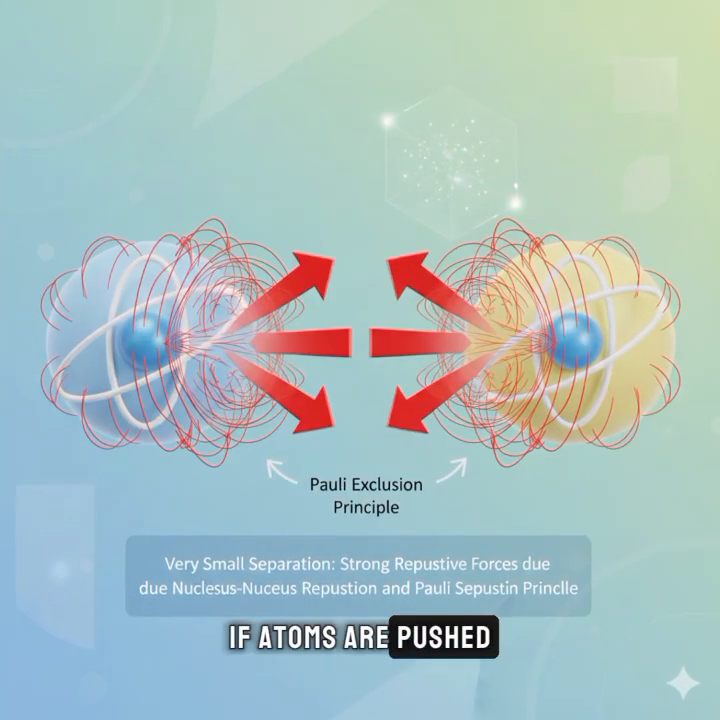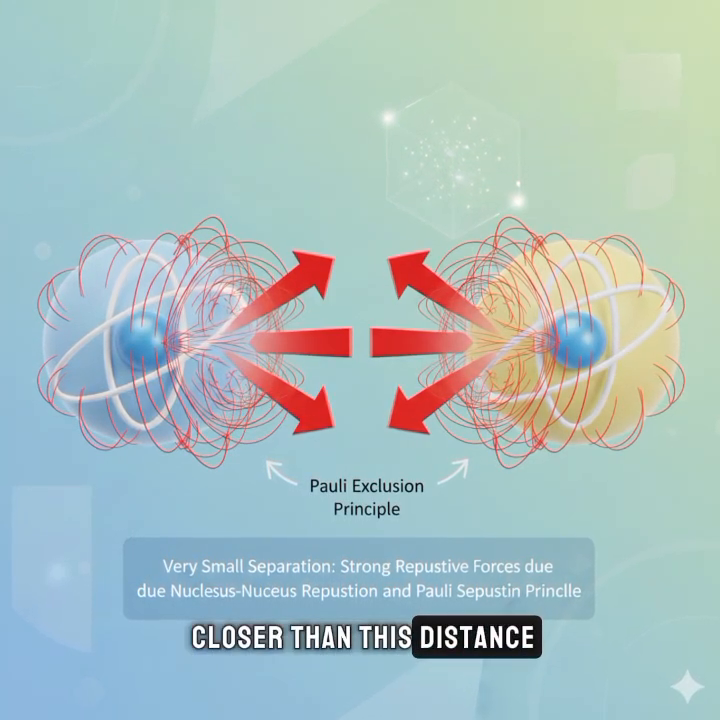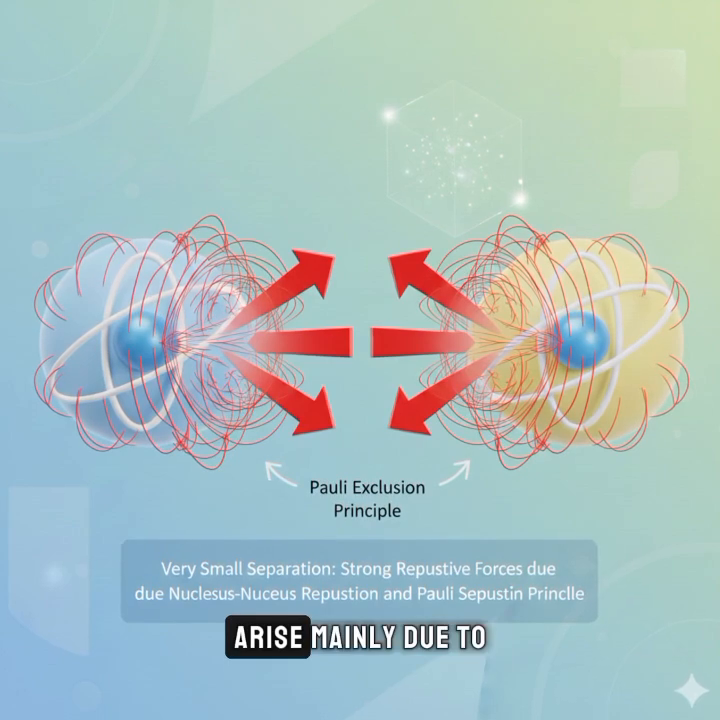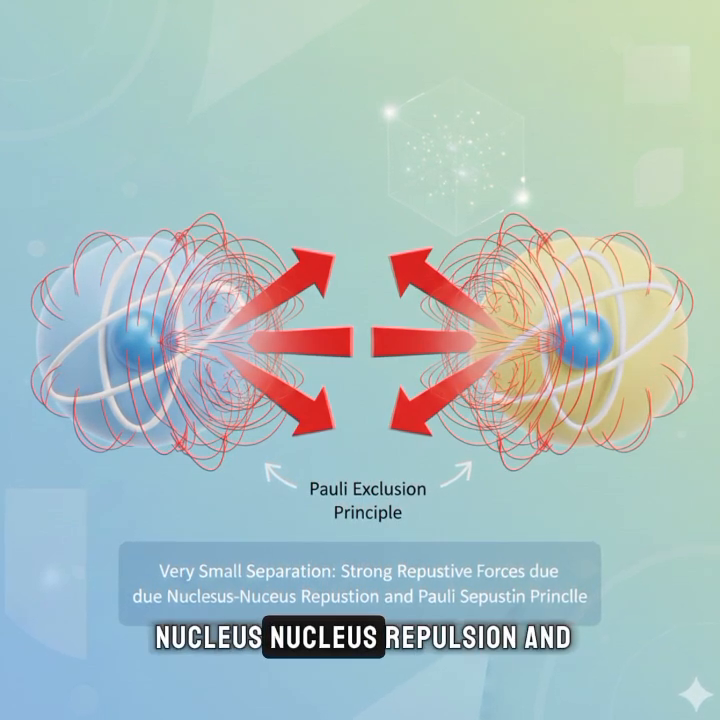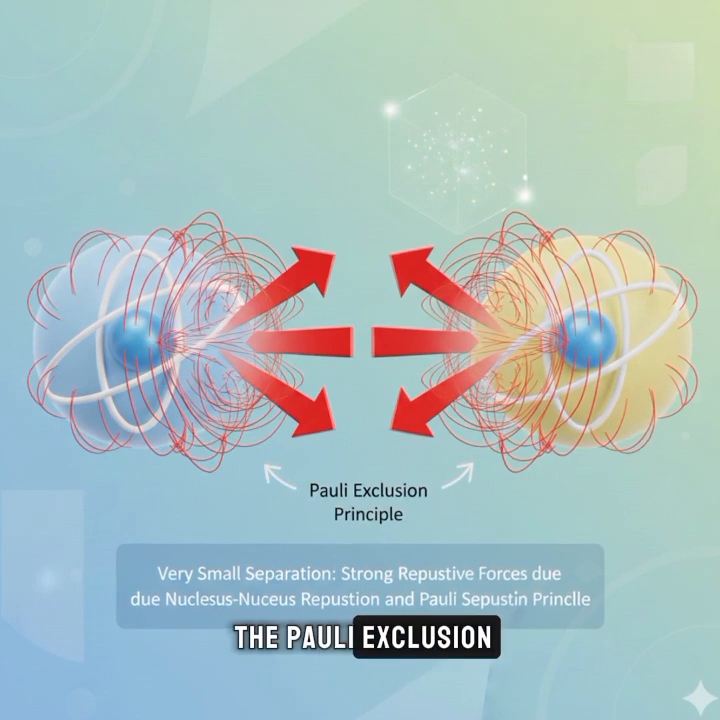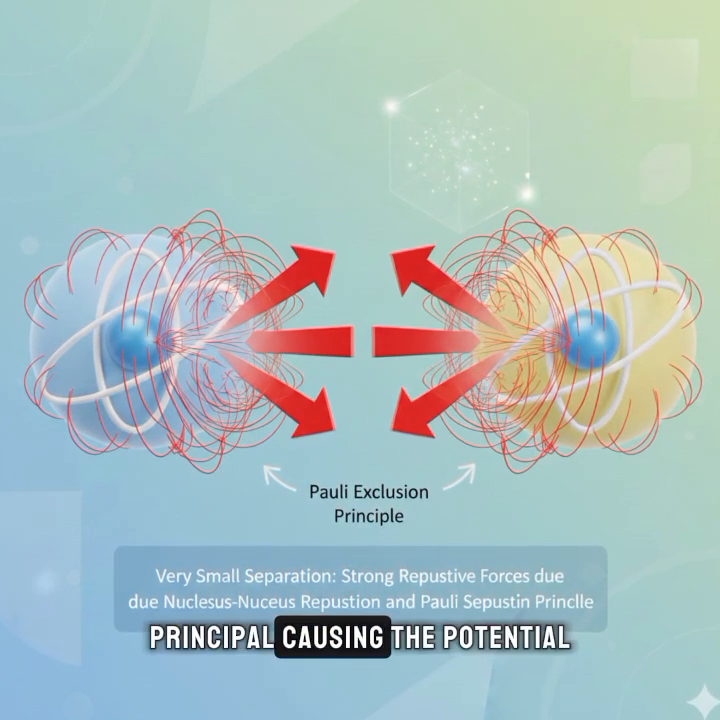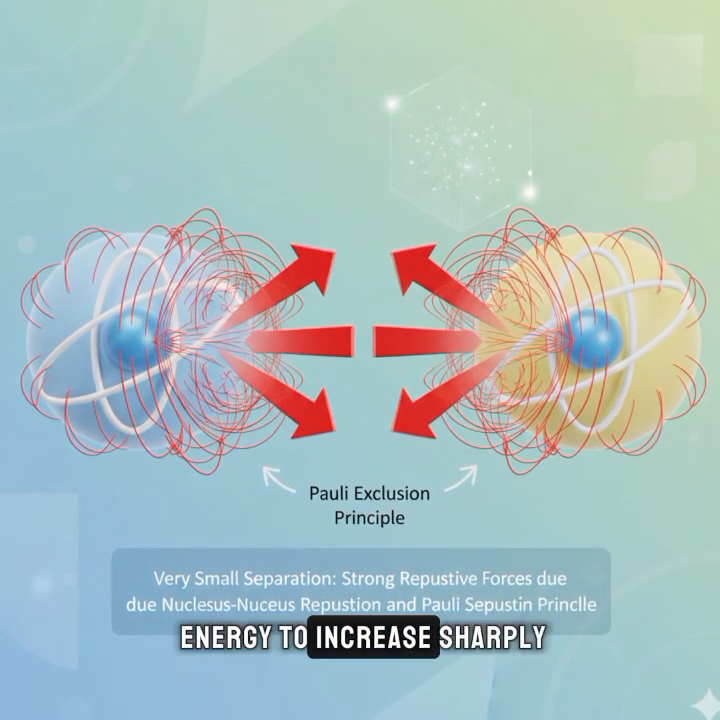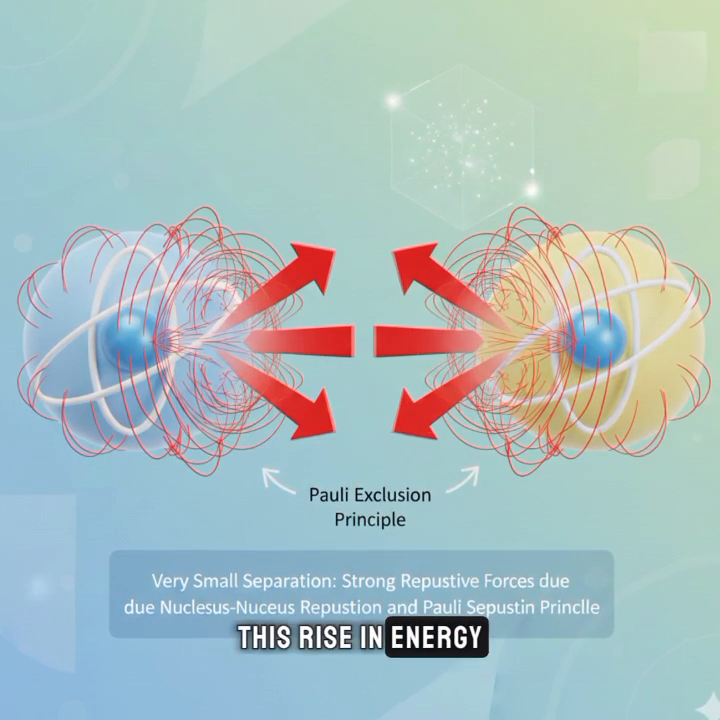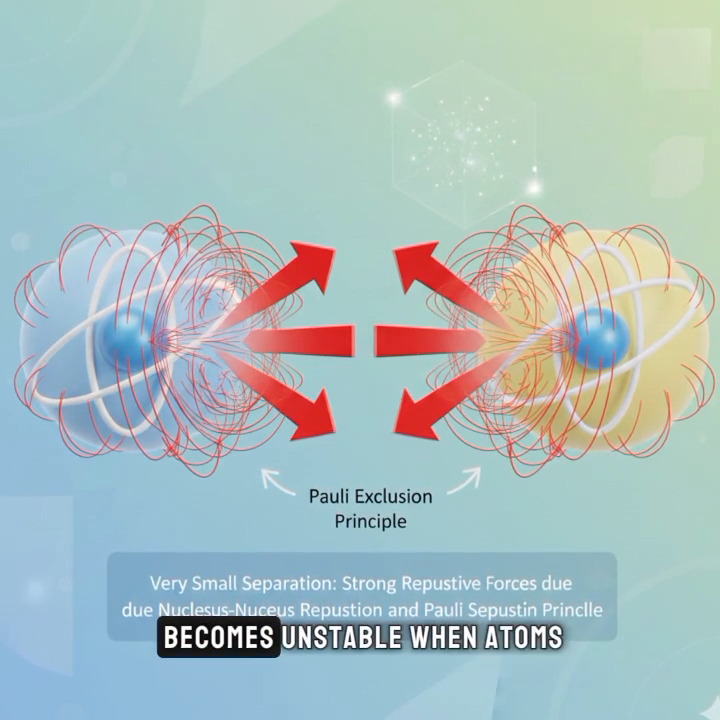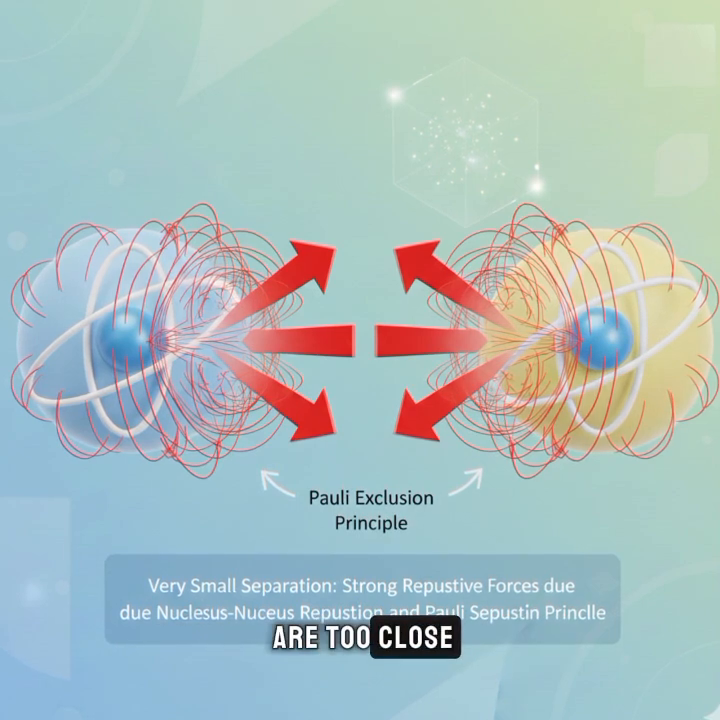If atoms are pushed closer than this distance, strong repulsive forces arise mainly due to nucleus-nucleus repulsion and the Pauli exclusion principle, causing the potential energy to increase sharply. This rise in energy shows that the system becomes unstable when atoms are too close.